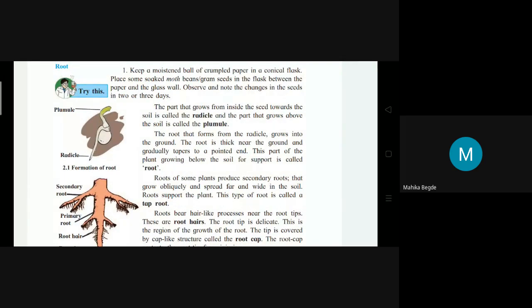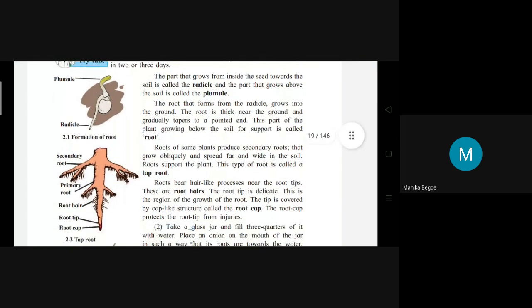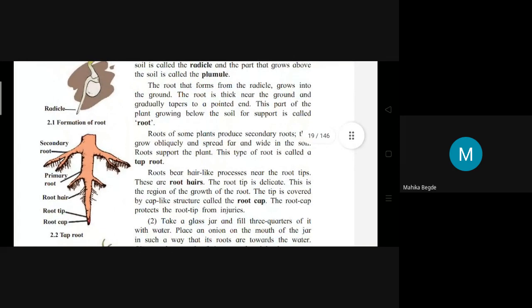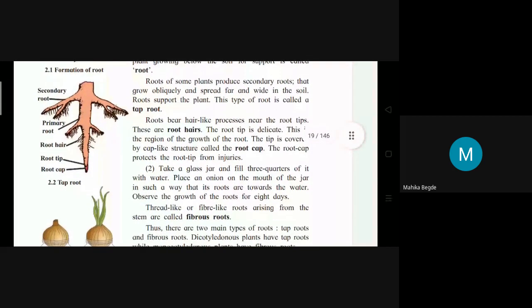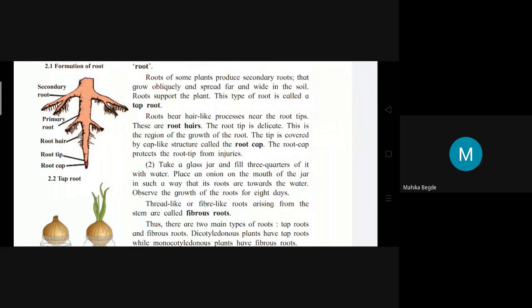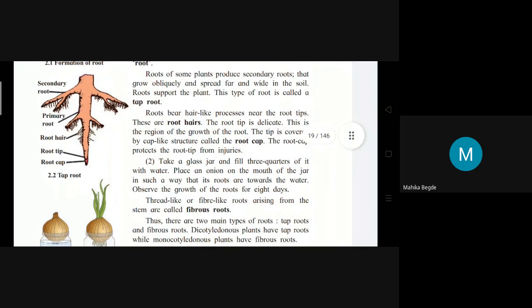The part of the root that grows inside the seed towards the soil is called radicle, and the part which grows above the soil is called plumule. What is the function of root? Root supports the plant. Roots of some plants produce secondary roots that grow obliquely and spread far and wide in the soil. These types of roots are called tap roots.